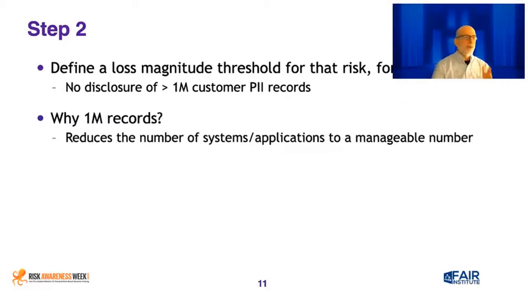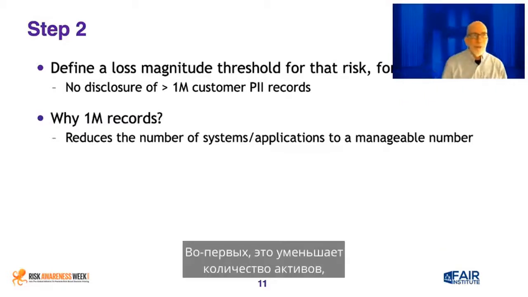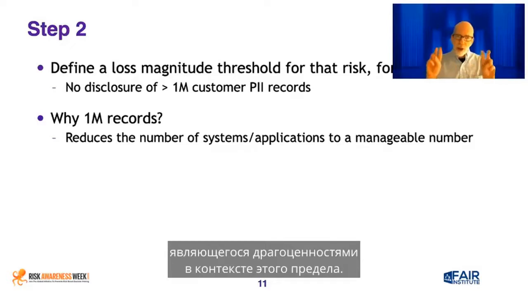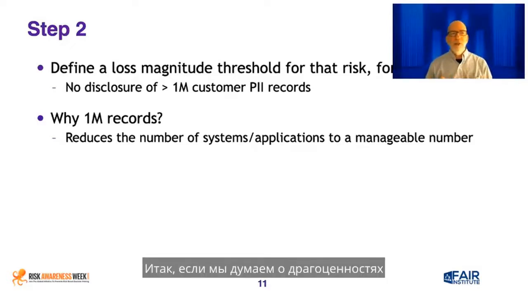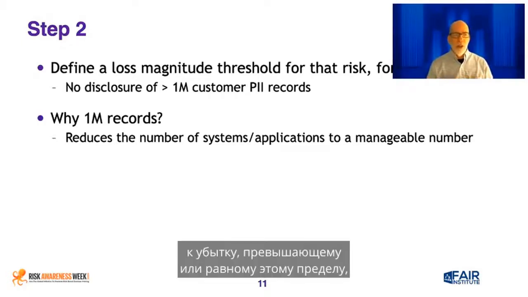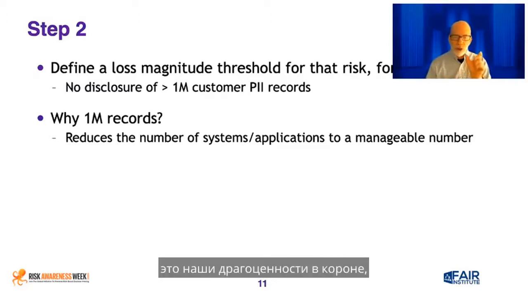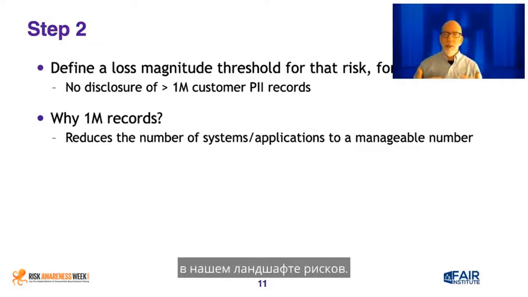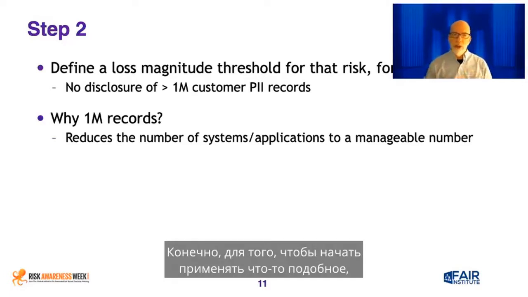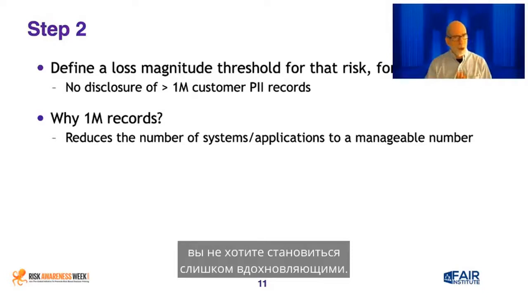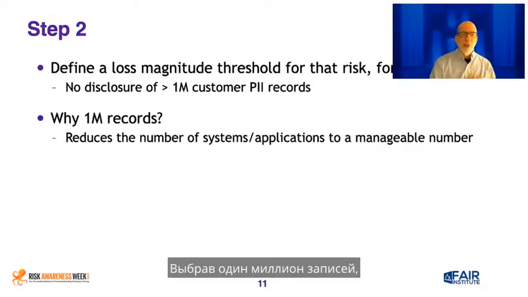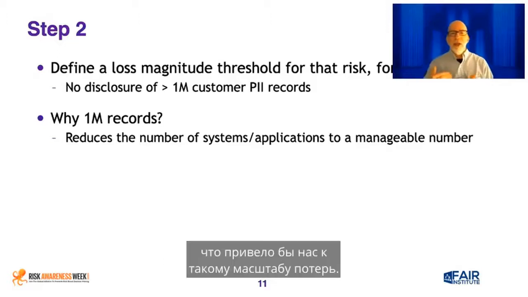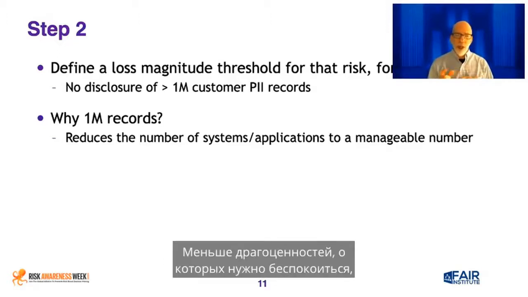Why 1 million records? Well, for a couple of reasons. One is it reduces the number of assets, systems, databases, and whatnot that are crown jewels within the context of this threshold. So if we think of crown jewels as those things that expose us to a loss greater than or equal to this threshold, those are our crown jewels. From a practical management perspective, we want as few of those crown jewels in our risk landscape as possible. Certainly for starting out in applying something like this, you don't want to become too aspirational. So by selecting 1 million records, there are fewer systems, assets, or databases and applications and whatnot that would expose us to that size loss. So fewer crown jewels to worry about. And you'll see why that's important shortly.